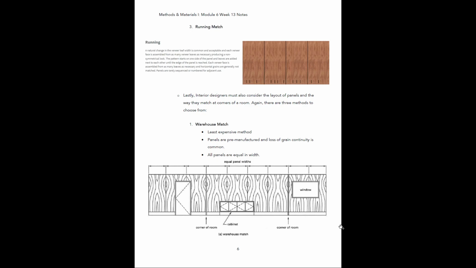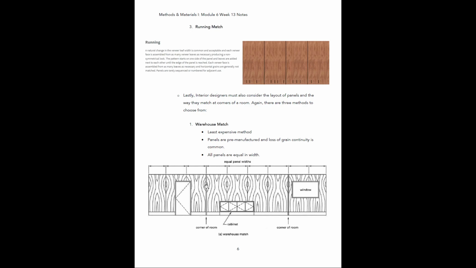If you look at these diagrams here, there's going to be 3 of these diagrams. Basically, we are looking at 3 walls folded out flat, sort of like a cube. So here you can see a corner of the room, and then again, here's the other corner. Okay, so first wall, second wall, third wall. A warehouse match, this is going to be the least expensive matching method. And this is where all of the panels are pre-manufactured, so they're all stock, they're not custom made or anything. And this is going to result in a loss of grain continuity.